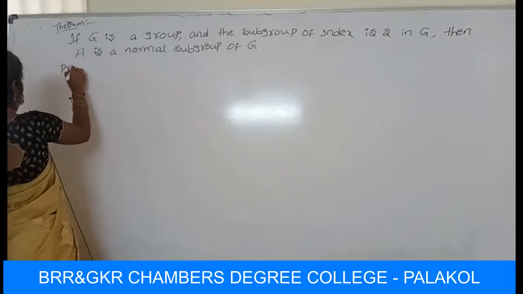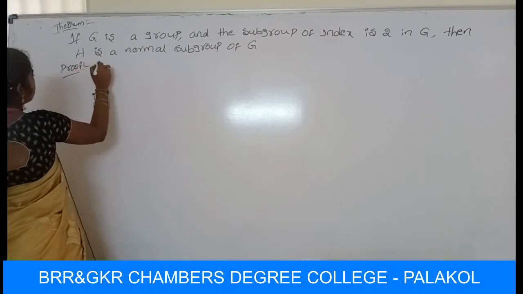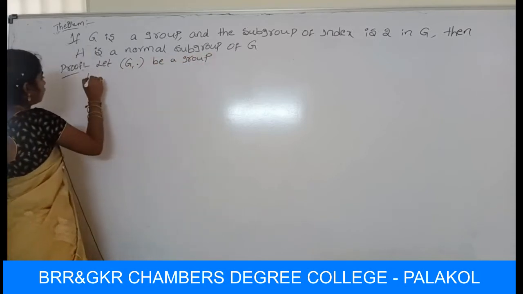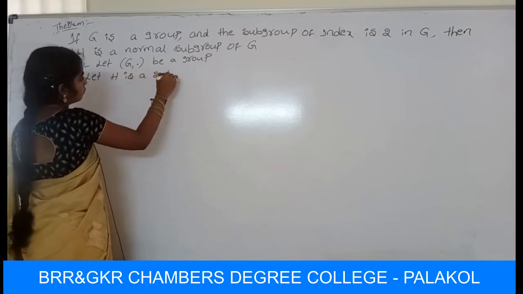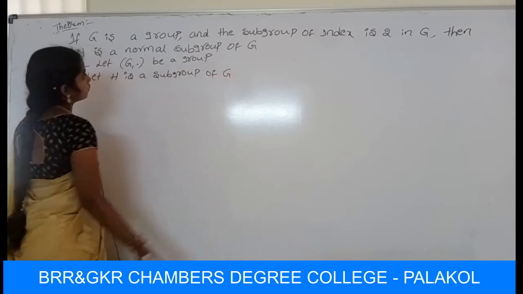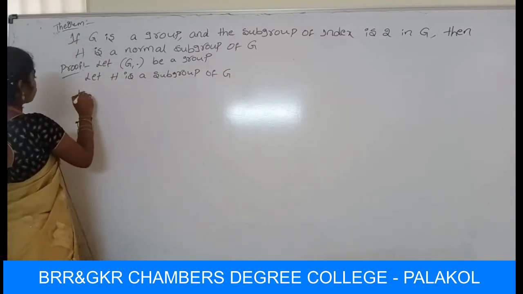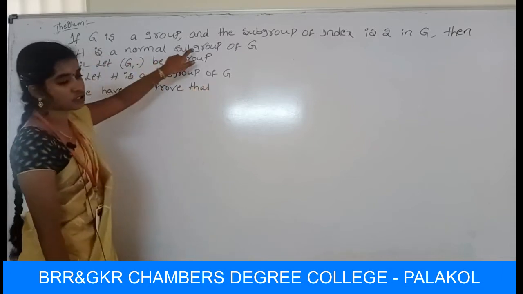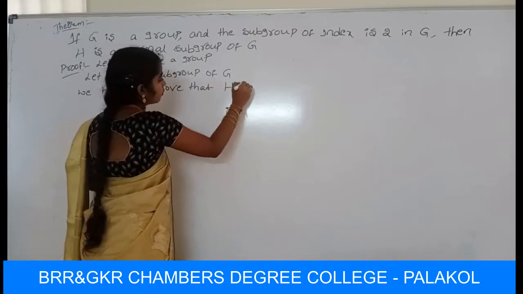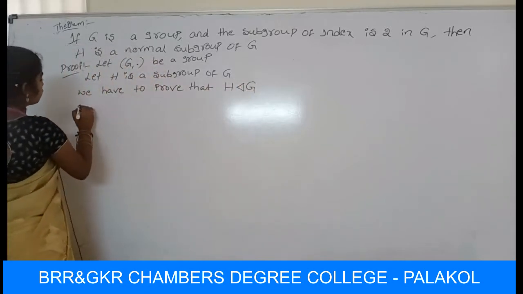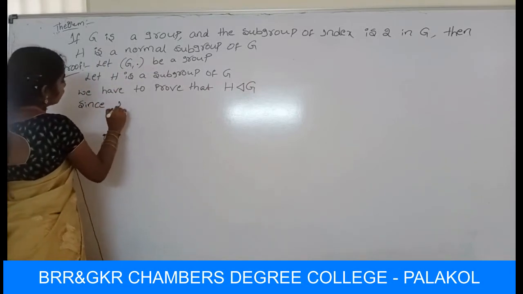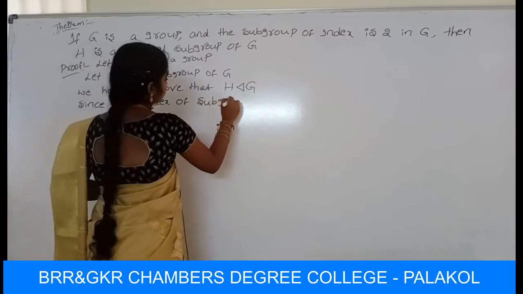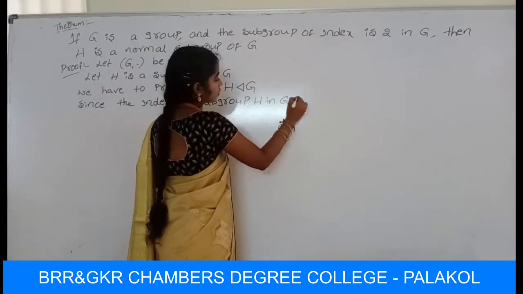So, proof. Let Z, dot be a group and H a subgroup of Z. We have to prove that H is a normal subgroup of Z. First of all, we already know that the index of subgroup H in Z is 2.